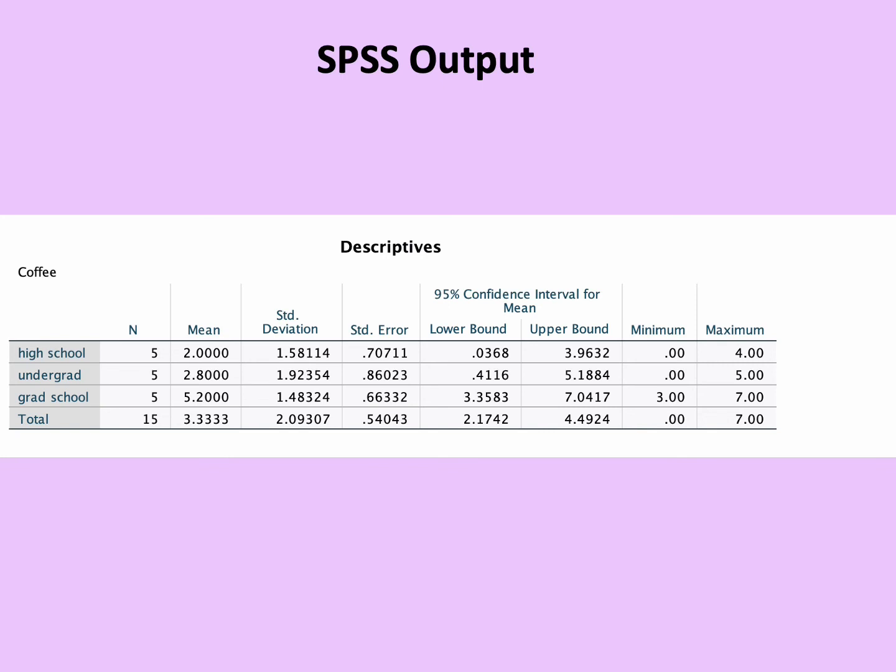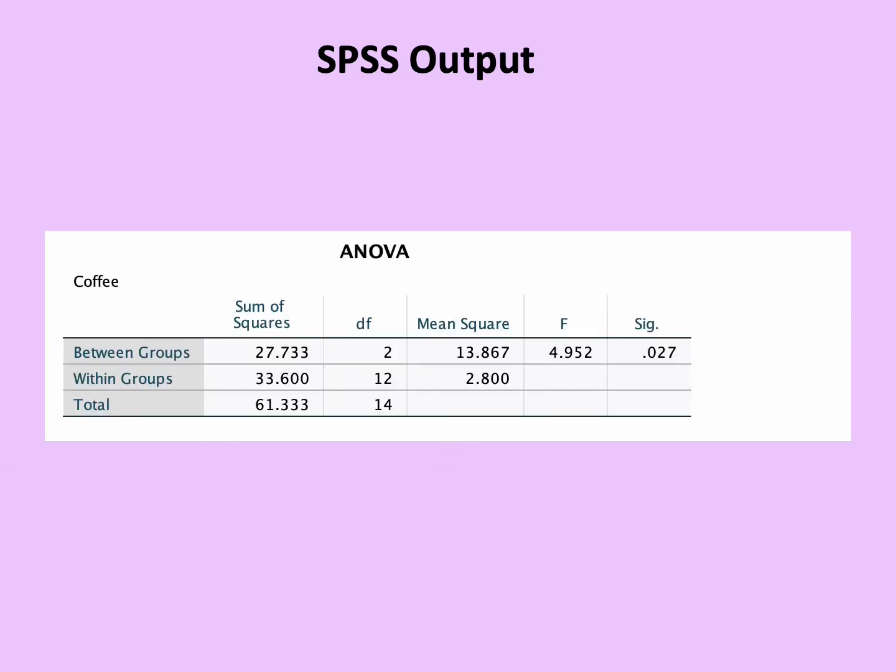So these are going to give you your sample size for each of the three groups, your mean for each of the three groups, and your standard deviation for each of the three levels of our independent variable. And you're going to need the n, the mean, and the standard deviation when you're writing up your results in APA style, which is why you'll want to have this output.